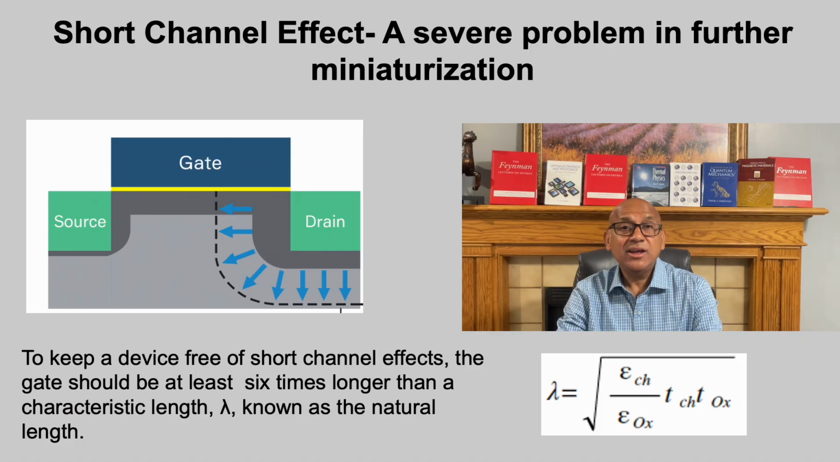To avoid this, device designers use what is called a natural length, represented by the symbol lambda. For a transistor to work properly, the gate length should be at least 6 times larger than this natural length. In simple terms, if we shrink too aggressively without respecting this scaling limit, transistors can no longer behave like a proper switch. That is why the short channel effect is one of the biggest roadblocks in further miniaturization.